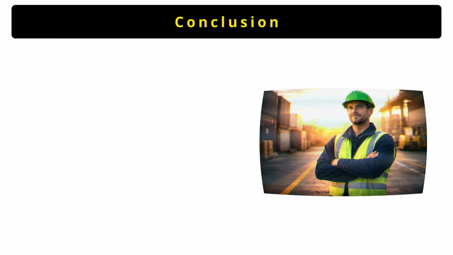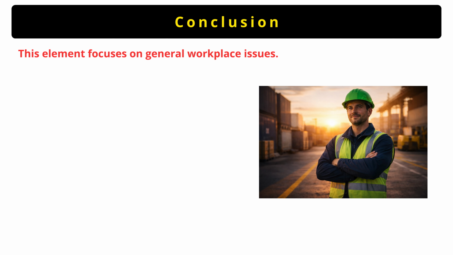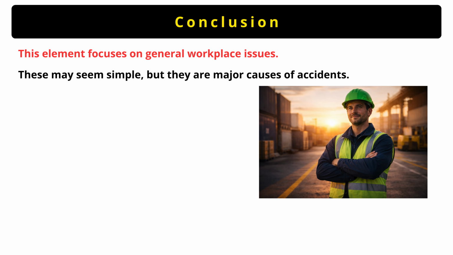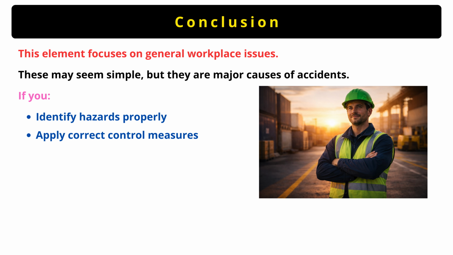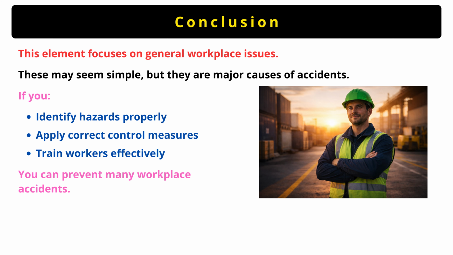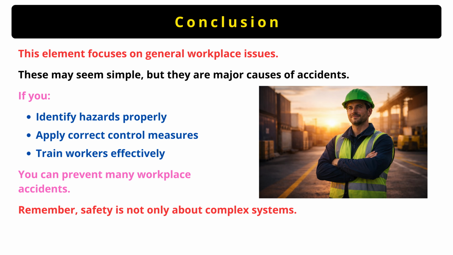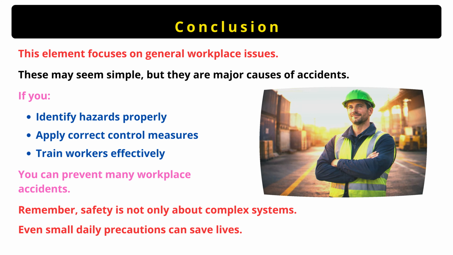So today we have completed element 8. The focus of this element was general workplace issues. These may look simple, but they are major causes of accidents. If you identify hazards, apply proper controls and train workers, you can prevent accidents. Always remember, safety is not only about a complex system, even small daily controls can save lives.